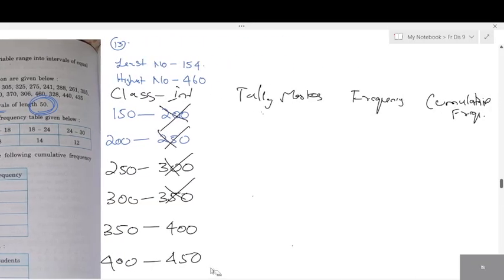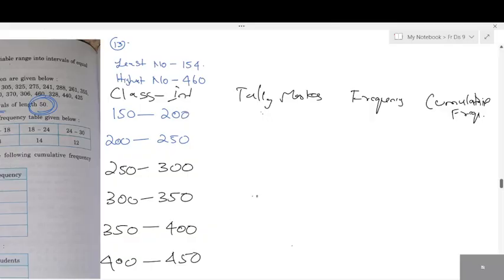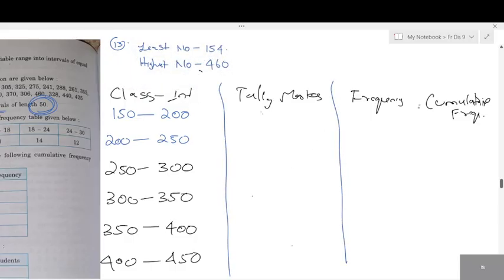CUMULATIVE. And once again, if you are regular, attending all the classes, doing your homework, you'll feel it's easy. If in between you skip any topic, it is tough to rejoin. Okay, quickly copy this. This is how we have to write in your exam, students. Write the least number, highest number, draw the table, write the values. Completed.